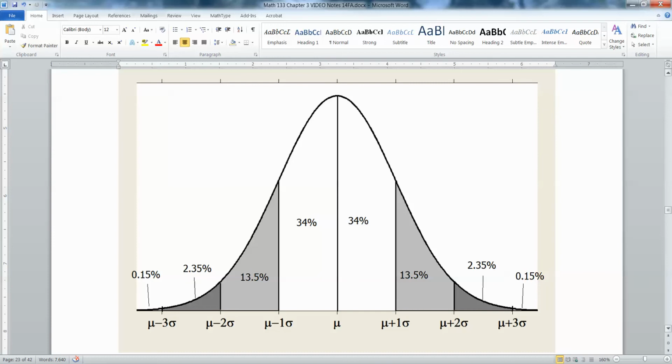And that actually goes forever. It never stops. That's not the section between mu plus 3 sigma and mu plus 4 sigma. That's the section between mu plus 3 sigma and forever, right? It goes all the way to the right. Same thing over here. This 0.15% is actually mu minus 3 sigma to forever on the left.